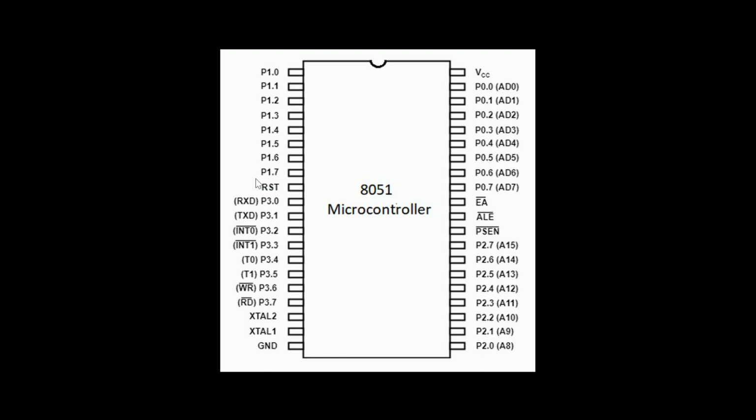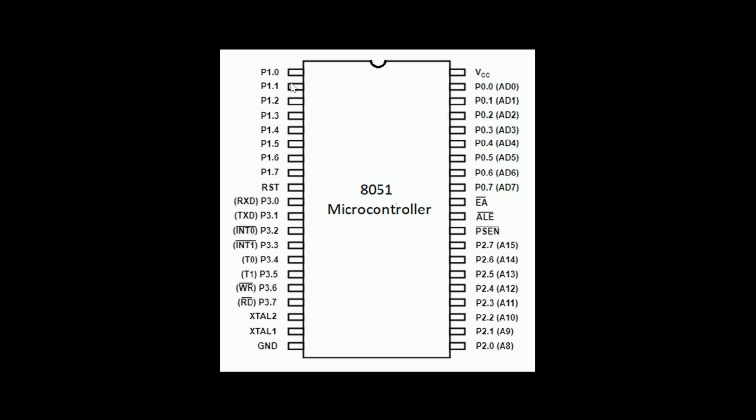Then we have the RST signal, that is your reset. This signal is used for resetting your 8051, and it should be made high for at least 2 machine cycles. Then we have your ALE, which is your address latch enable. Again, this is the same signal which you have seen in your 8085 microprocessor. This signal is used to multiplex between your address and data lines. If you have to latch the addresses, then your ALE should be 1, and if your ALE is 0, at that time AD0 to AD7 will work as your data lines.